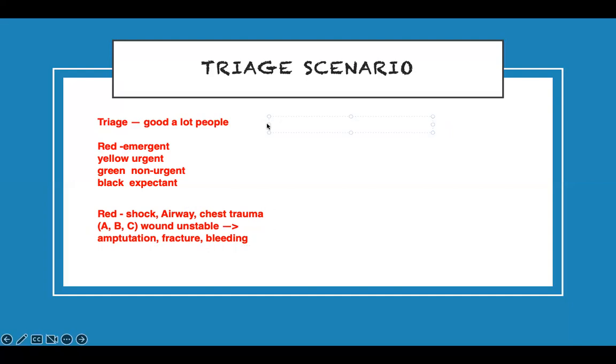The black, which is expectant. Expectant, that's all you need to worry about. The patient has no pulse, no breathing, no response, unresponsive, and no pulse. You check their pulse, they have no pulse. You shake them, they're not responding. I'm not going to do anything about it.